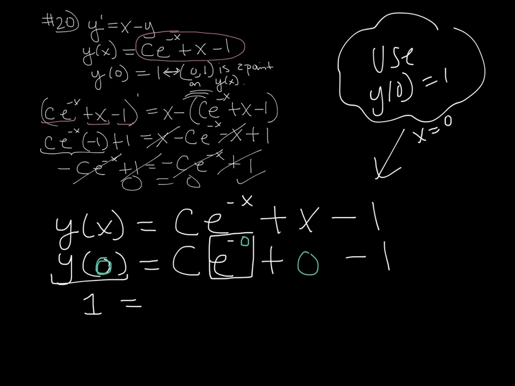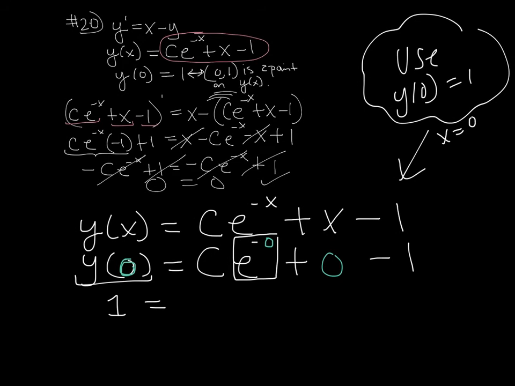If I give you $0, I really don't give you anything. If I take $0, I'm not taking anything. So this is really just e to the 0. Anything to the 0 power is 1. So this is really just a 1. 1 times c is c, plus 0.